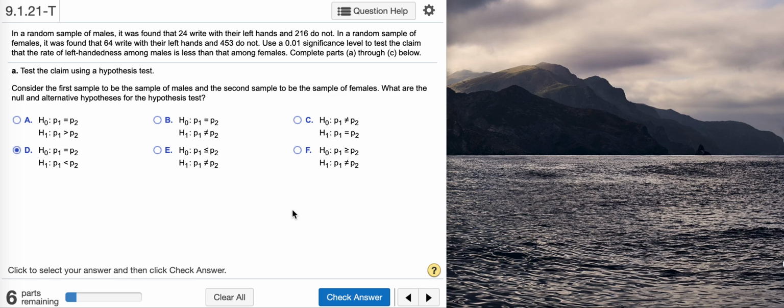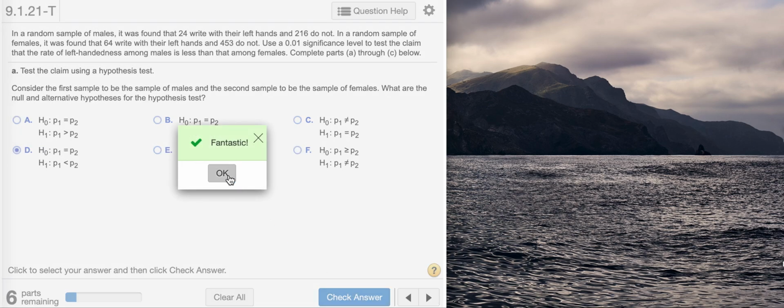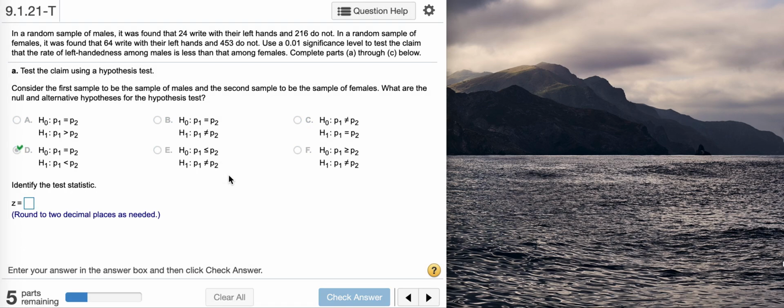than that among females. So here, I want to argue that the proportion of males that are left-handed is less than the proportion of females that are left-handed. So if the first population is male and the second is female, option D is my choice. Now I need the test statistic and the p-value to continue.